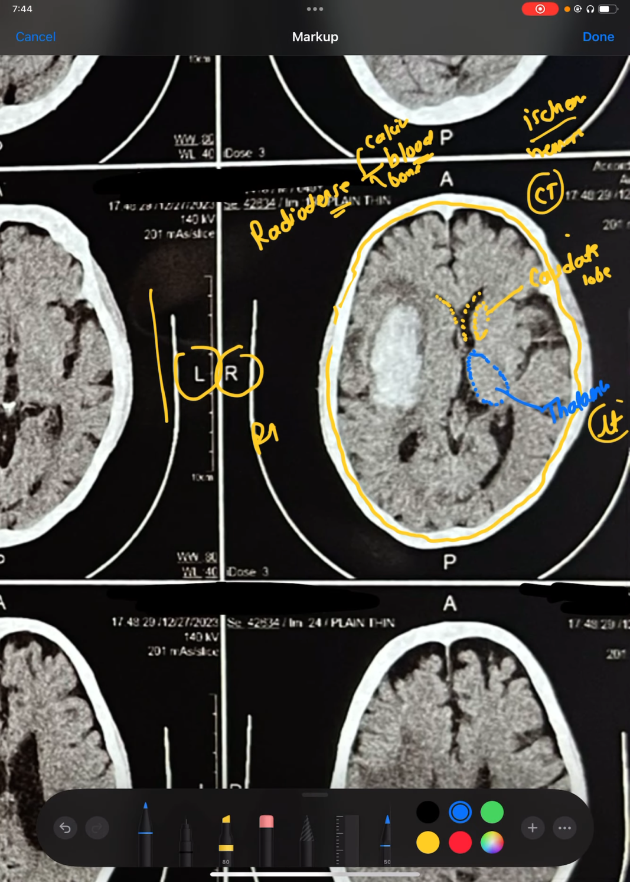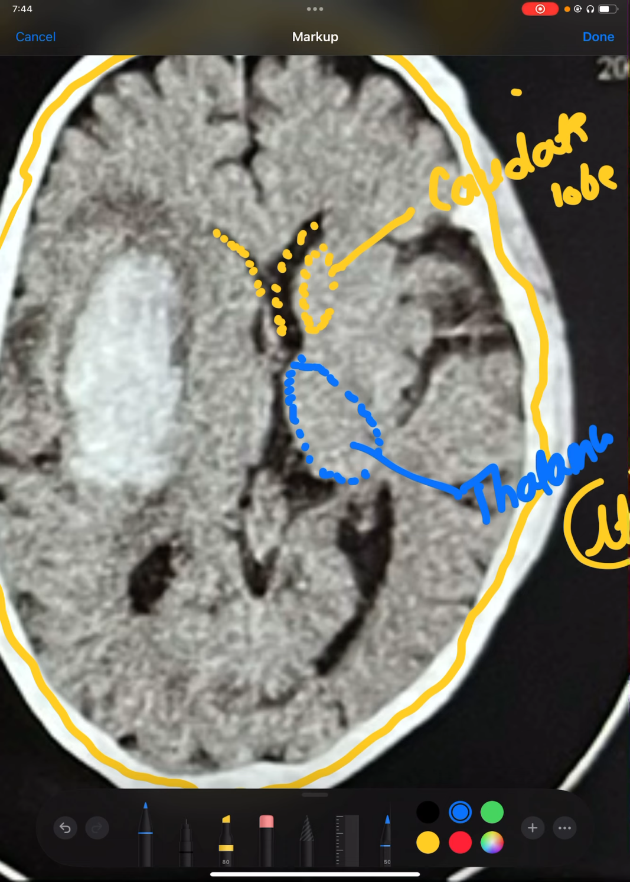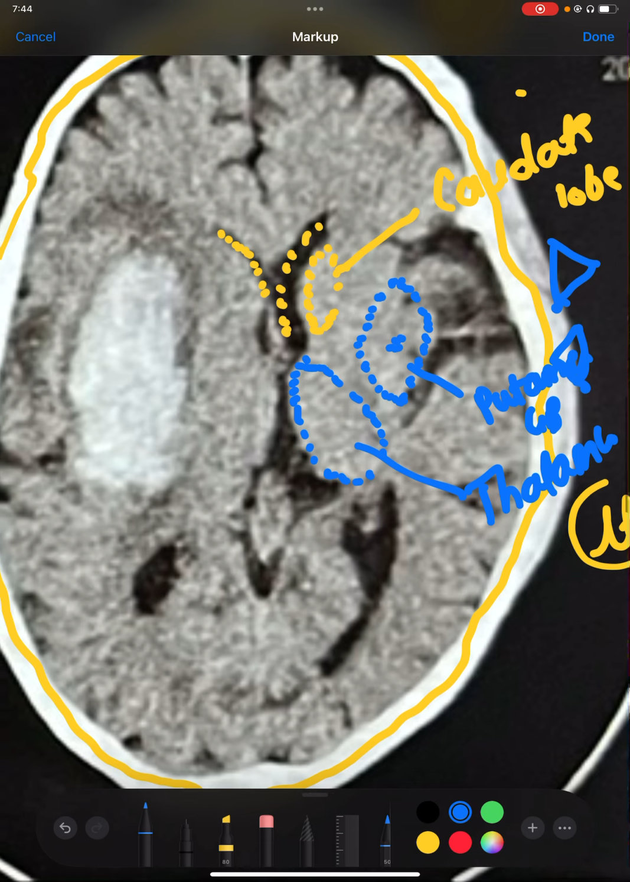And this part which is here is the putamen, a lens-shaped structure. It is like this. This is actually the putamen and globus pallidus area. And this is the most common site of hypertensive hemorrhage.